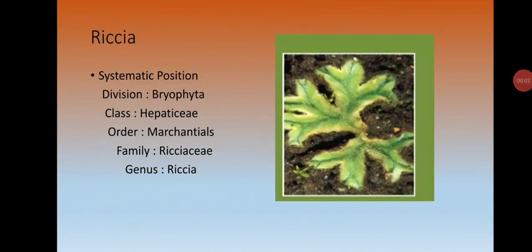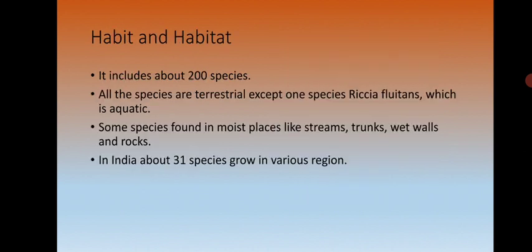Bryophyte, we have to see the detailed life cycle of Riccia, which is an example of a bryophyte. The systematic position of Riccia is division Bryophyta, class Hepaticae, order Marchantiales, family Ricciaceae, and genus Riccia. There are several species, out of which 31 species are found in India. The habit and habitat: it includes about 200 species, out of which 31 species are found in India.